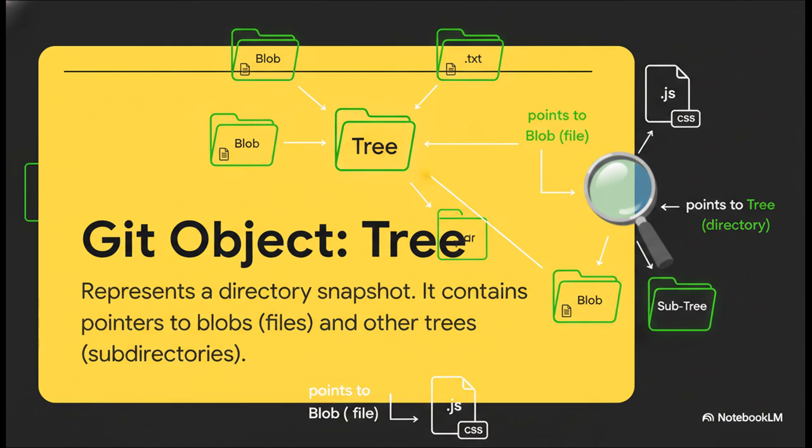Okay, so if blobs are just raw content, how does Git know about your folder structure? Well, that's where the next object comes in, the tree. A tree object is basically a directory listing. It's a list that says, okay, the file named index.html points to this blob, and the subdirectory named CSS points to this other tree. Trees provide the structure, the skeleton that holds all the blobs together.